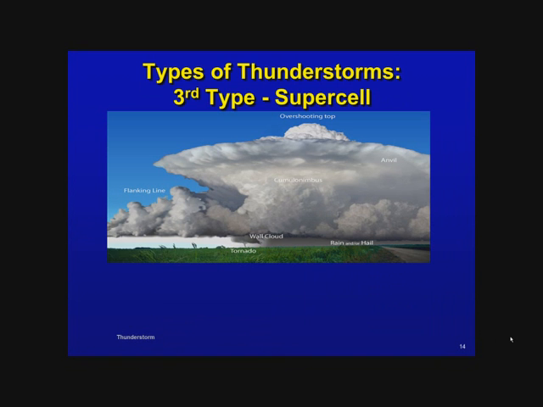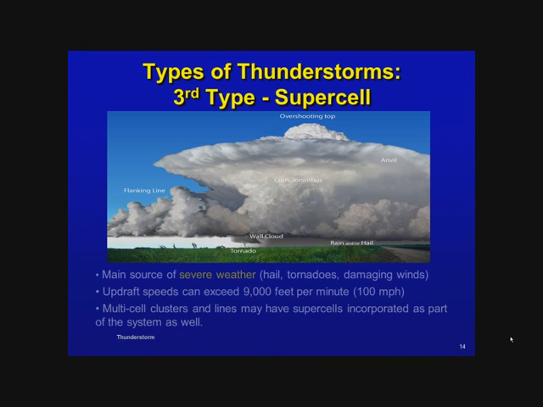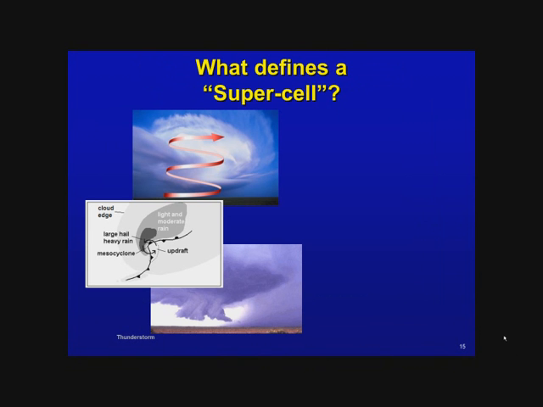The third type of thunderstorm is the supercell. This is the main source of severe weather. Updraft speeds can exceed 9,000 feet per minute, and multi-cell clusters and lines may also have supercells incorporated as part of their system. What defines a supercell?